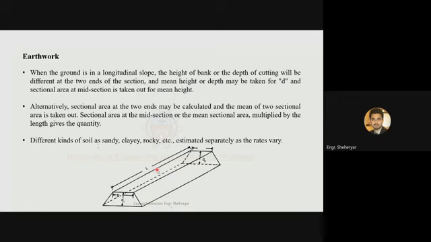Once you have calculated the area at the midpoint, multiply that area with the length of the road, and you'll get the volume of that material. Or you can adopt another approach as well. You can calculate the area of this road section at this point, then calculate the area of the road section at this point, then take the average area and multiply that average area with the length of the road, and you'll get the volume of that material.